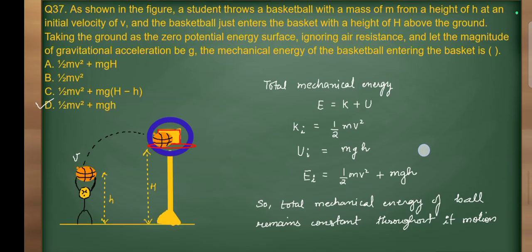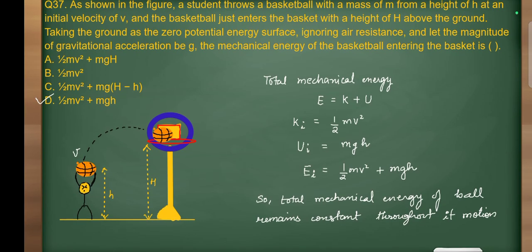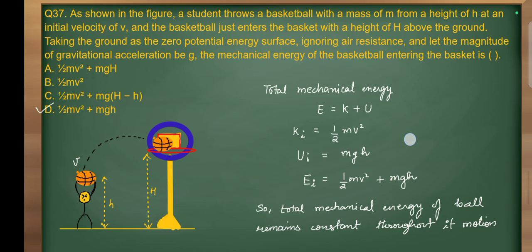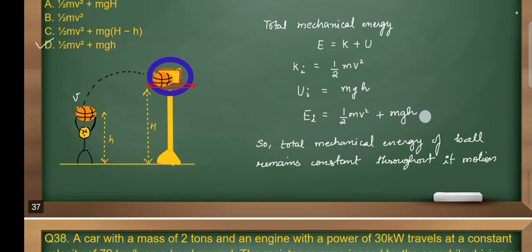Since we know that gravitational force is a conservative force, the total mechanical energy of the system will remain the same. Here the basketball is thrown with the velocity v, so its initial kinetic energy will be half mv square, and it is thrown from the height h, so its initial potential energy will be mgh. So this total energy, that is half mv square plus mgh, will remain the same throughout the motion. So option D is correct, that is half mv square plus mgh.